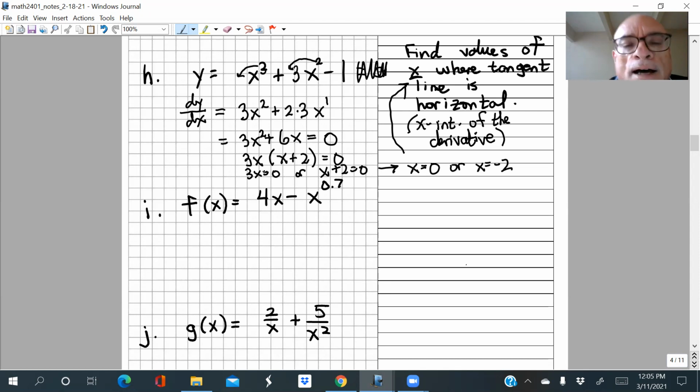All right, so let's look at the next example now. These are all examples of basic differentiation rules, right? So I want to calculate now f prime of x. So what's the rate of change function or the derivative function for 4x minus x to the 0.7 power? So again, you can go term by term here. You can start by finding the derivative of 4x, and then you move on to finding the derivative of x to the 0.7 power, right?